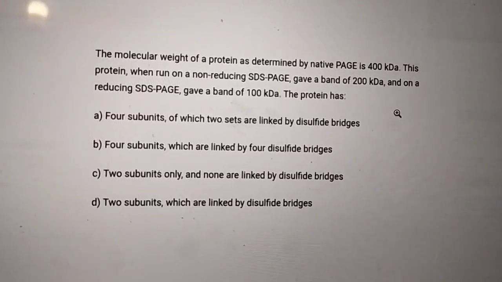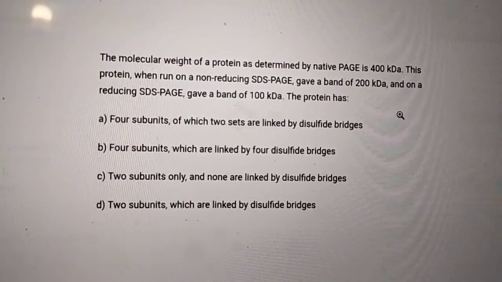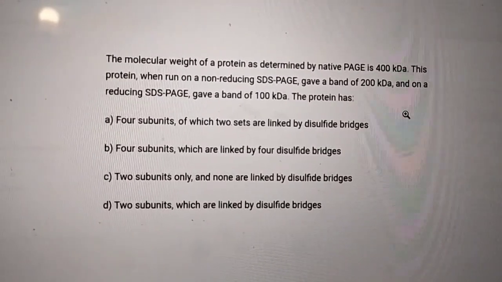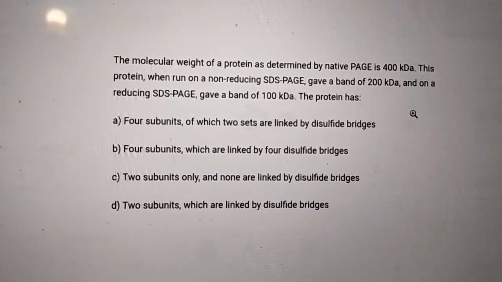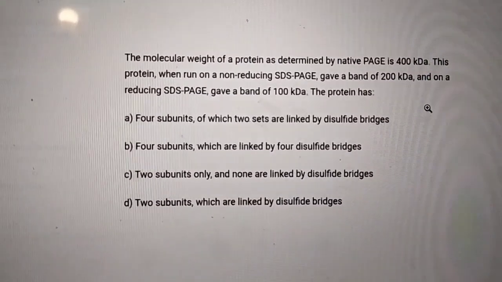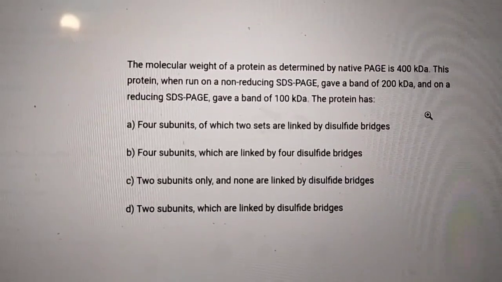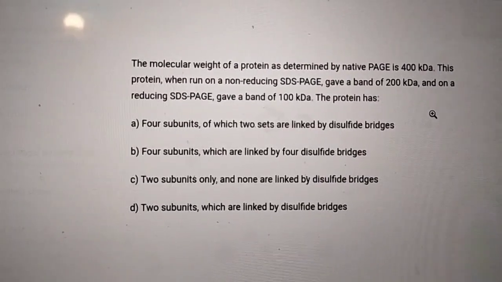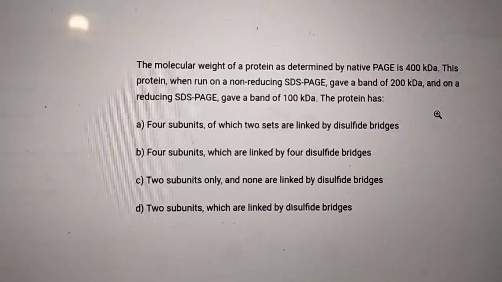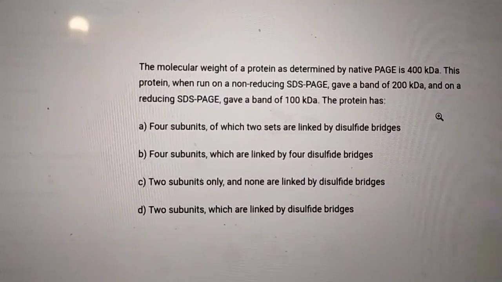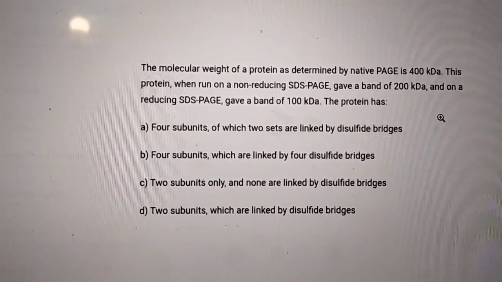So the question here is, the molecular weight of a protein as determined by native PAGE is 400 kilodalton. This protein, when run on a non-reducing SDS-PAGE, here non-reducing SDS-PAGE means it does not contain beta-mercaptoethanol, gave a band of 200 kilodalton. And on a reducing SDS-PAGE, which means it will contain beta-mercaptoethanol, which breaks the disulfide bond, gave a band of 100 kilodalton. The protein has, below are the given options.